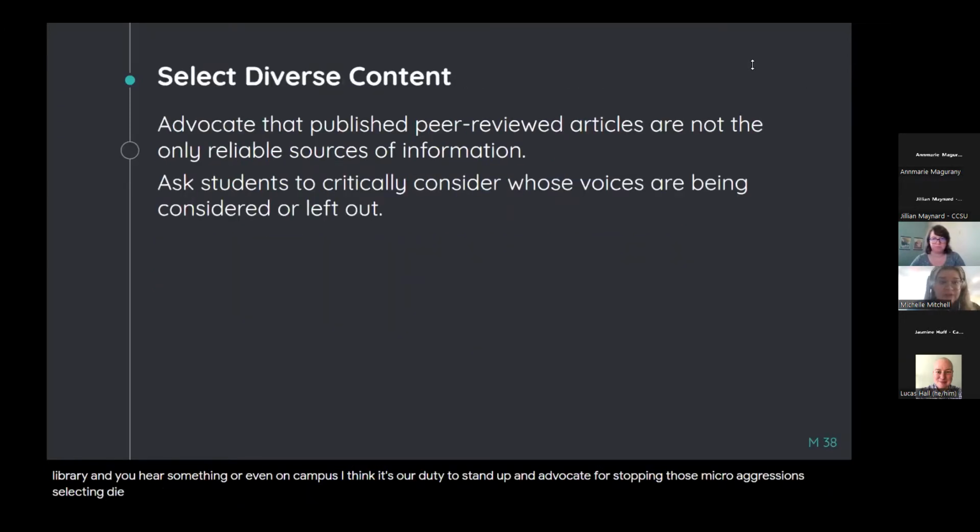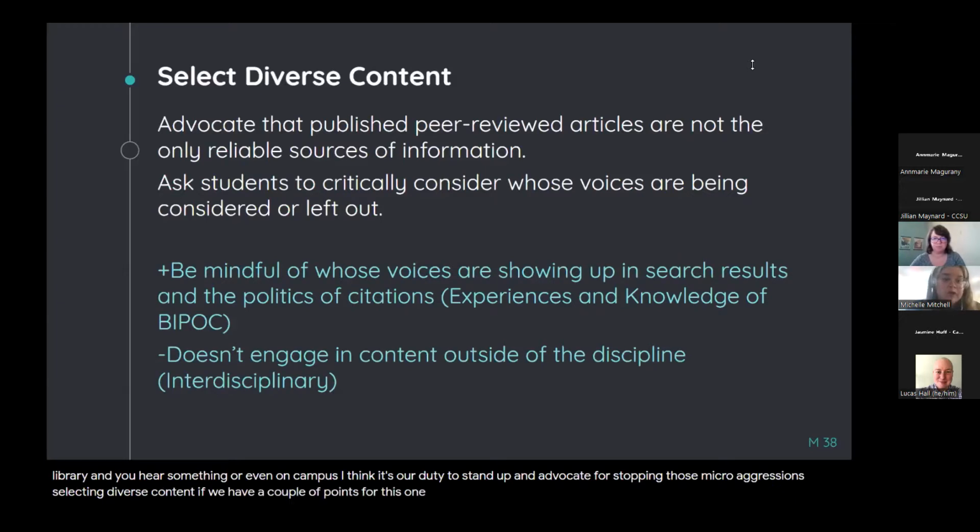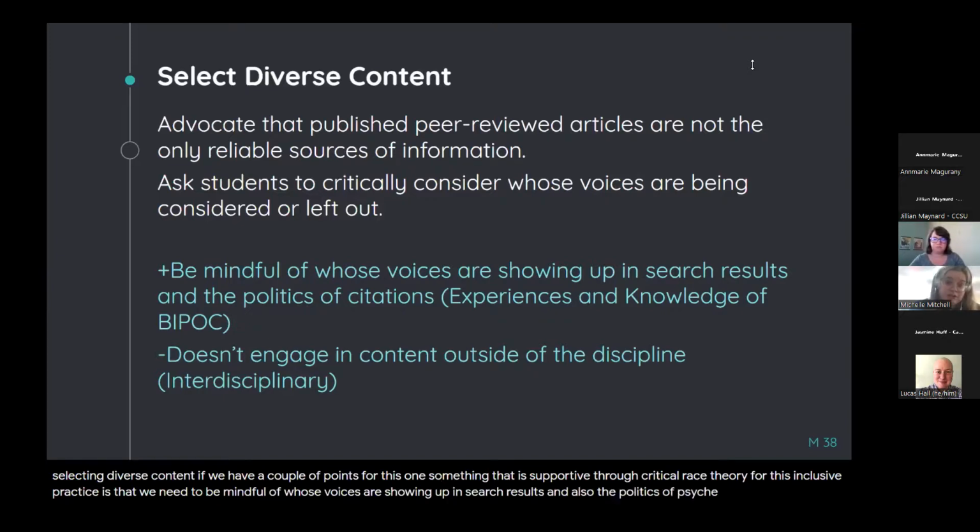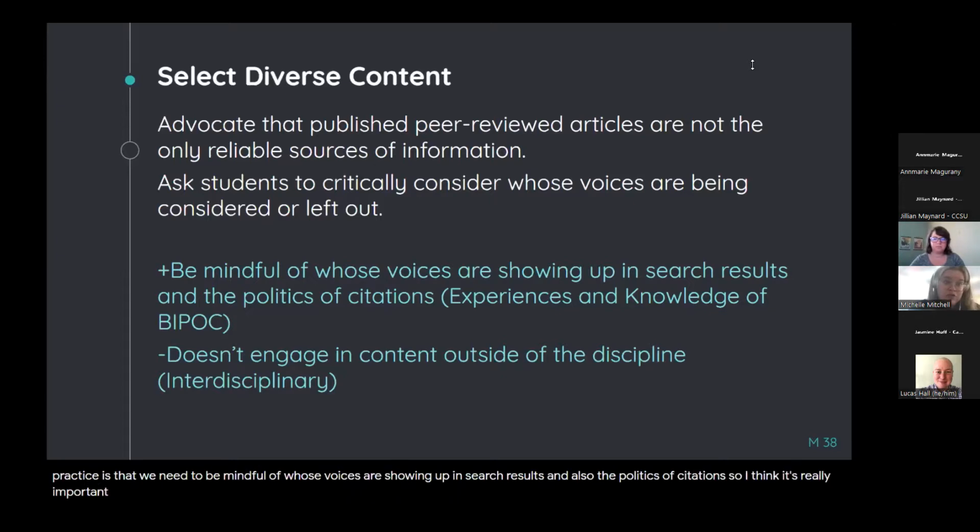Selecting diverse content, we have a couple of points for this one. Something that is supportive through critical race theory for this inclusive practice is that we need to be mindful of whose voices are showing up in search results, and also the politics of citations. So I think it's really important to point this out to our students and make them aware that this is something to consider and to really think about when they're doing research and who they're including in their papers.